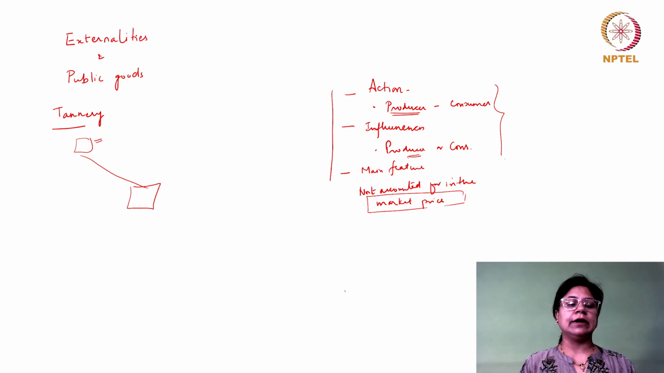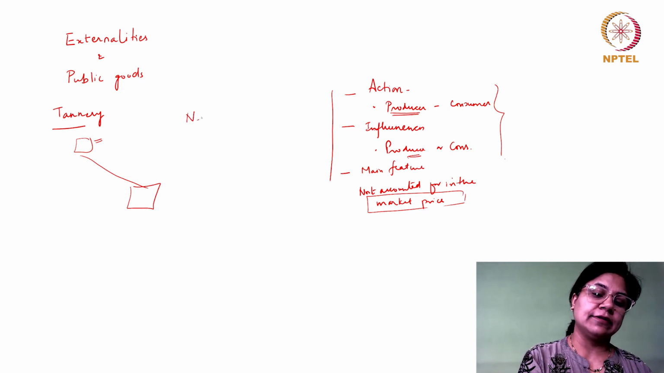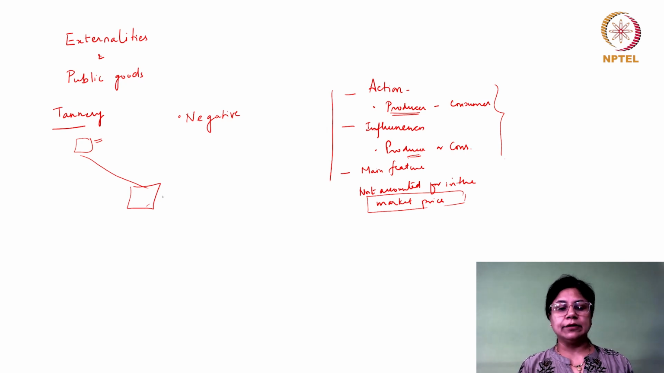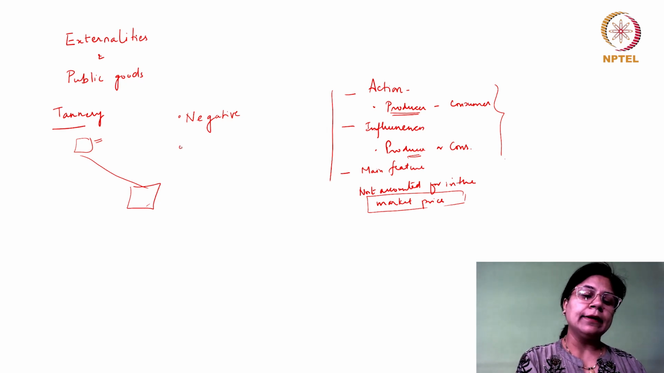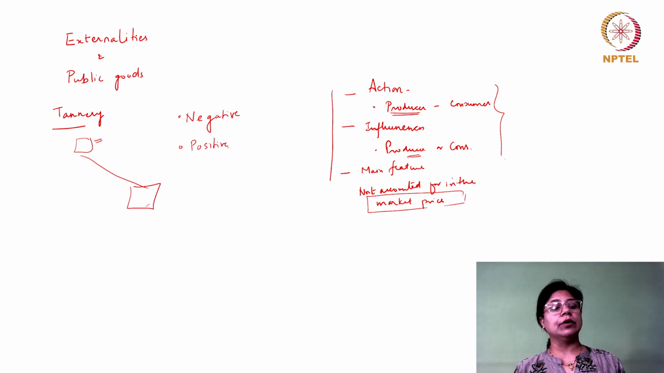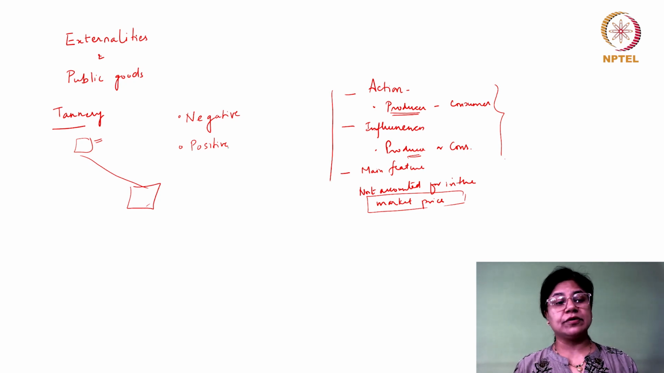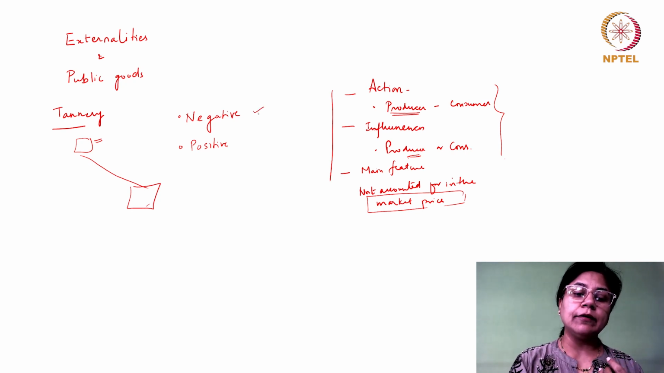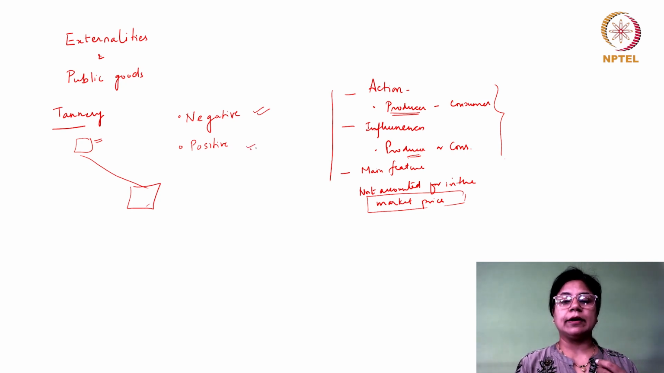And here what we have seen is an example of a negative externality. Why are we calling it a negative externality? Because it influences the other producer in a negative manner. On the other hand, there could be a situation of a positive externality. Before I go into an example, let us just revisit the definition. Essentially, an action taken by a producer or consumer affecting the other producer or consumer but not accounted for in the market price.